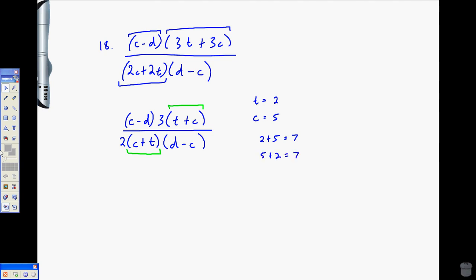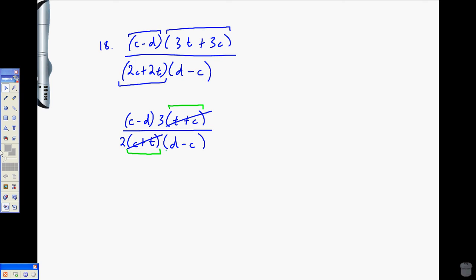So those are obviously identical. When we add things, they're identical. Just because they're in different spots, that's okay. So we can actually cancel the T plus C and the C plus T, using that same idea of substituting numbers. Well, now we've got another small issue here.